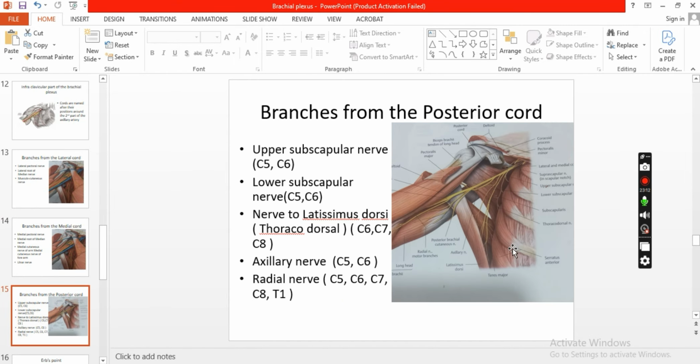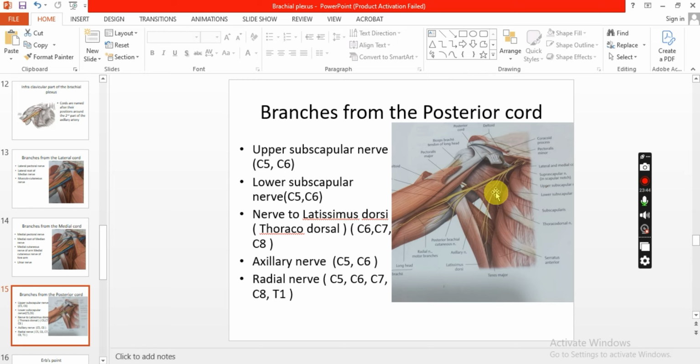Now coming to the posterior cord. Now everything has been cleared, only the branches of the posterior cord have been kept here. Okay, so here you can see a long nerve running all the way here, this nerve which is supplying the latissimus dorsi. This whitish muscle is the latissimus dorsi. So, nerve to latissimus dorsi.